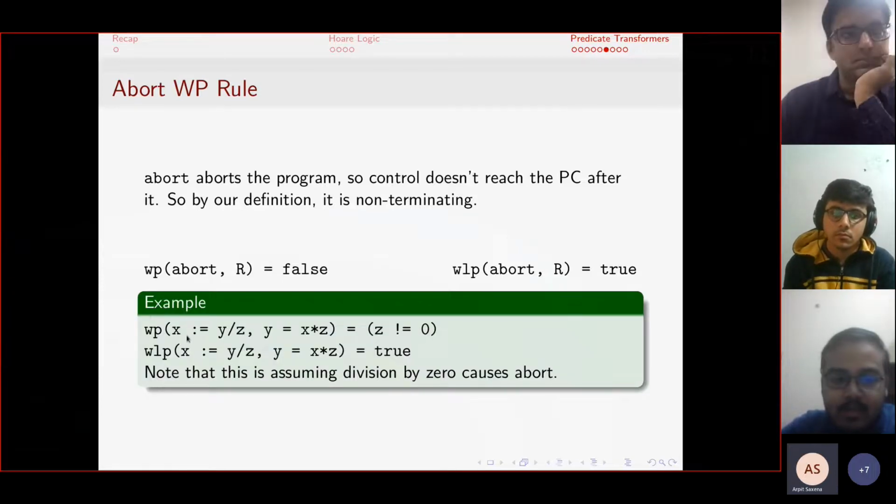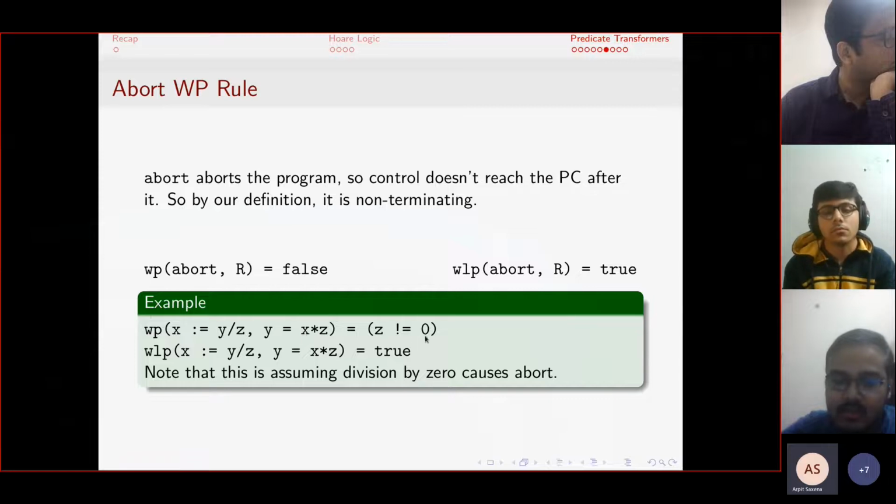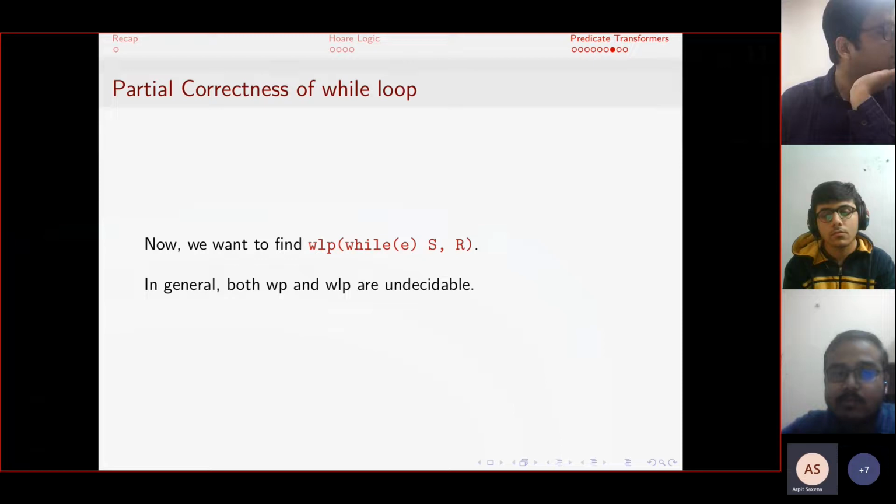As an example, we can see that the weakest precondition over this sequence of statements, where x is first assigned y divided by z, then y is assigned x, is z not equal to 0, while the weakest liberal precondition is true. Note that we are assuming here that division by 0 causes abort.